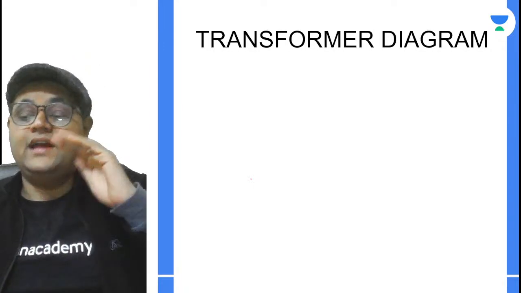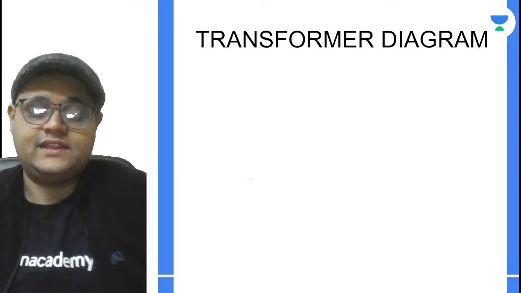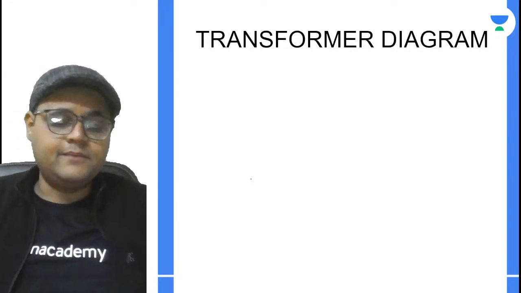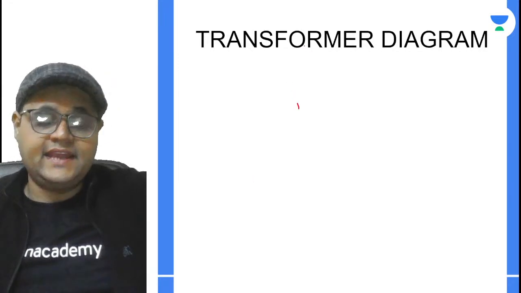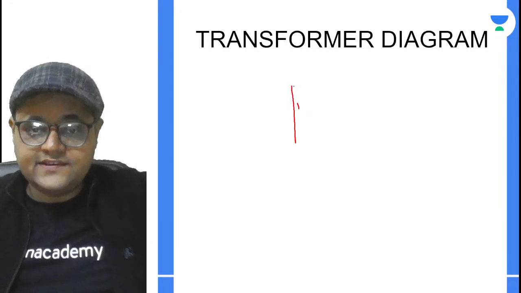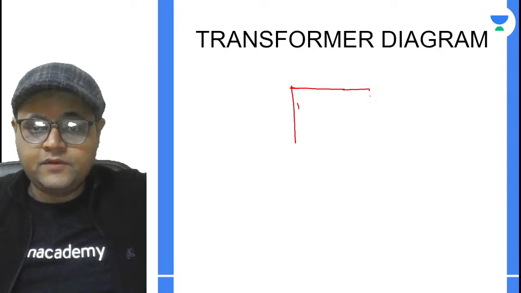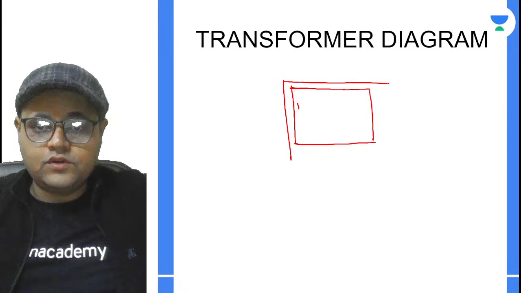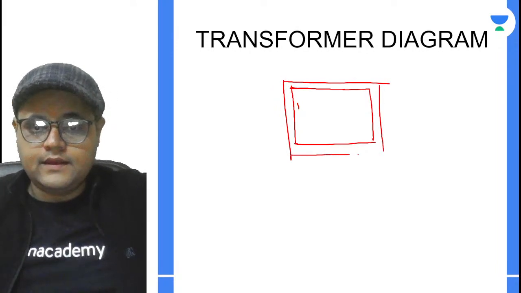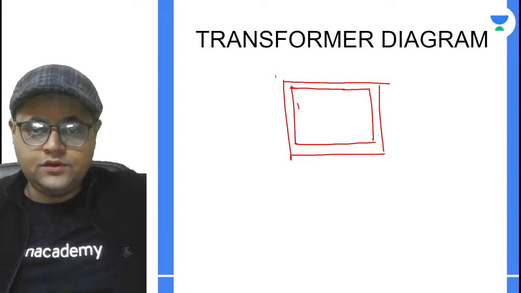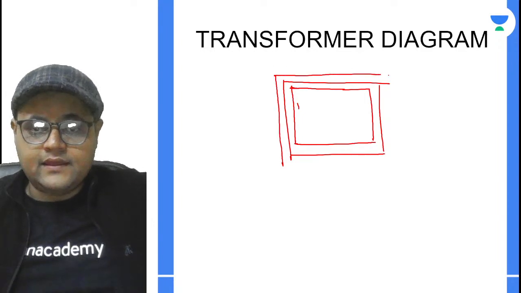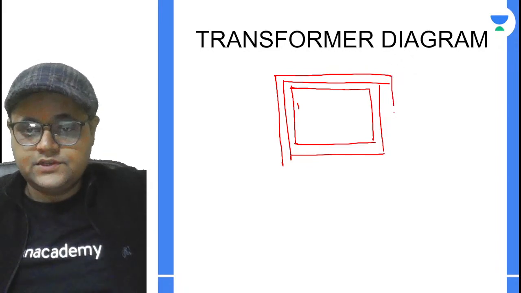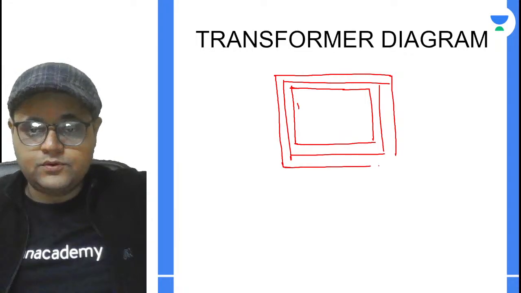I'll show you a diagram that you can relate with. Don't compare it with the diagrams in the book. The constructional part said that it has primary coils and secondary coils, and on top of that you need a core. Let us suppose that this is the core of the transformer. I am giving you a top view of the transformer, so don't get confused with the diagrams in your books.